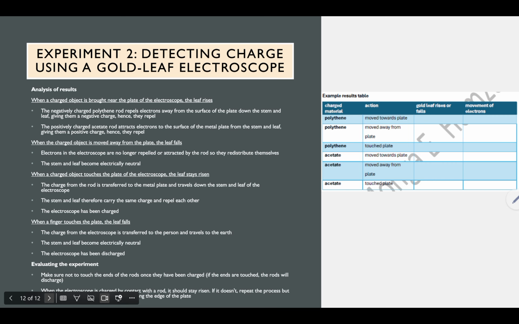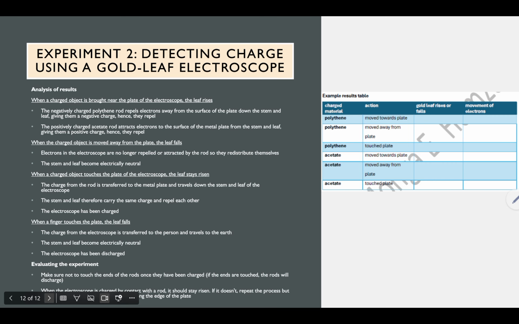So when the charged object was brought near the plate of the electroscope, the leaf rises. And when the charged object is moved away, it falls. And when the charged object touches the plate of the electroscope, the leaf stays risen. And when a finger touches, immediately all of the charge would go away, so the leaf falls again.